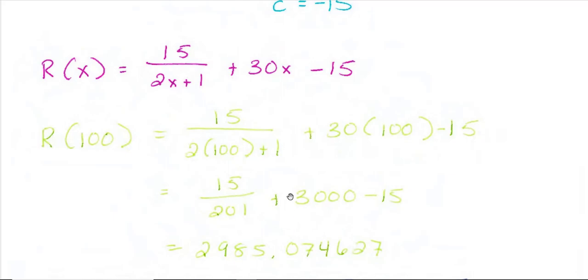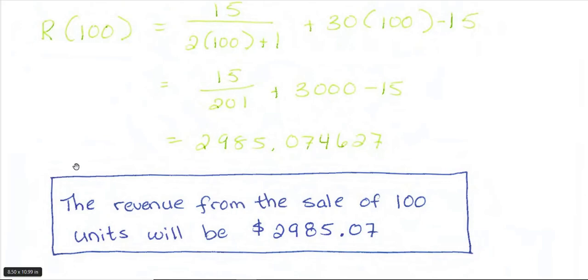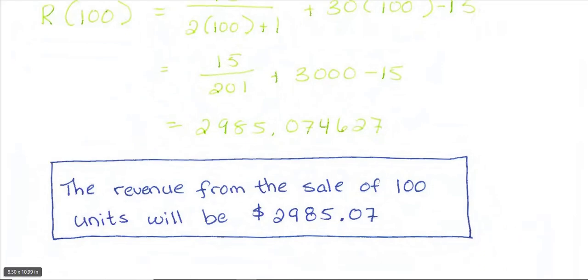Word problems are asked in words. They should be answered in words. What is the revenue for 100 units? Rounding to dollars and cents, the revenue from the sale of 100 units will be about $2,985.07. That's it for now.